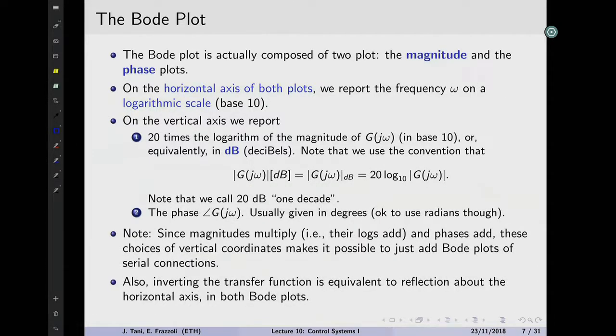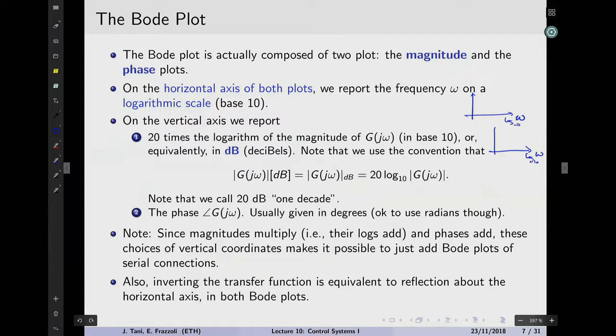One important thing to say about the Bode plots is that we have some fancy conventions on the axes that, of course, make perfect sense once we go through them. On the x-axis of the Bode plots, we report the frequency on a logarithmic scale, base 10. So the Bode plots are basically two graphs, where on the x-axis we put the omega in logarithmic scale. So it's like a log 10 of omega.